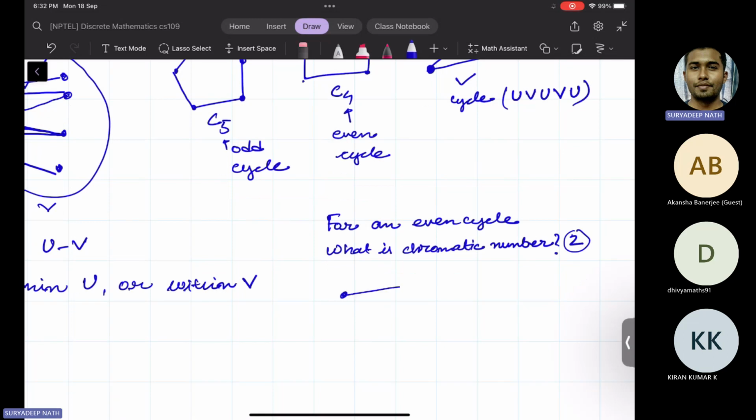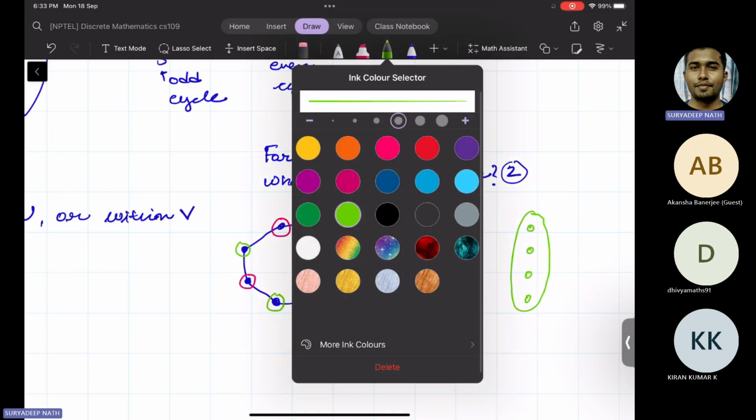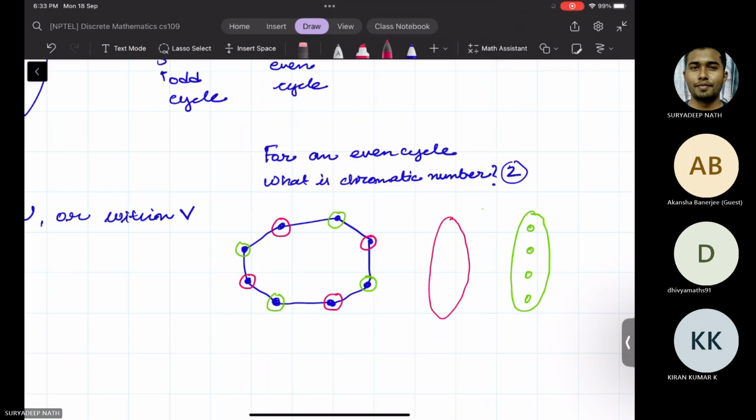So if you take, let's say, a big cycle, 1, 2, 3, 4, 5, 6, 7, 8. So you have 8 vertices. Now I can color it in two different colors. Let's say I color one red, and I alternately color the other ones green. So basically, what does this mean? I can put them in a green set, with four elements, and I can create a red set. And then there is a bipartite graph.